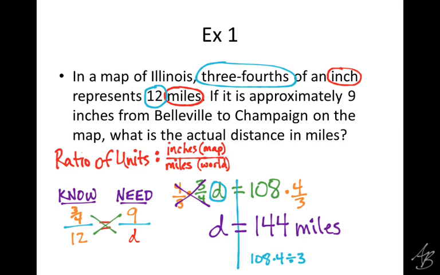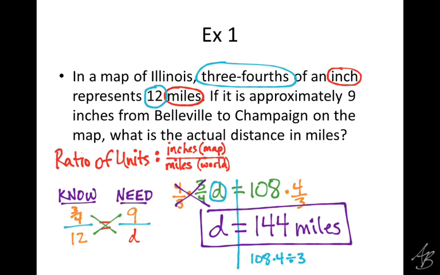That D is going to be a miles unit. Where is D in my fraction here? Yeah, D's on the bottom. And in my ratio of units, miles are on the bottom. So I know that whatever I get for D should be a number of miles. So that tells me that this answer is going to be in miles.